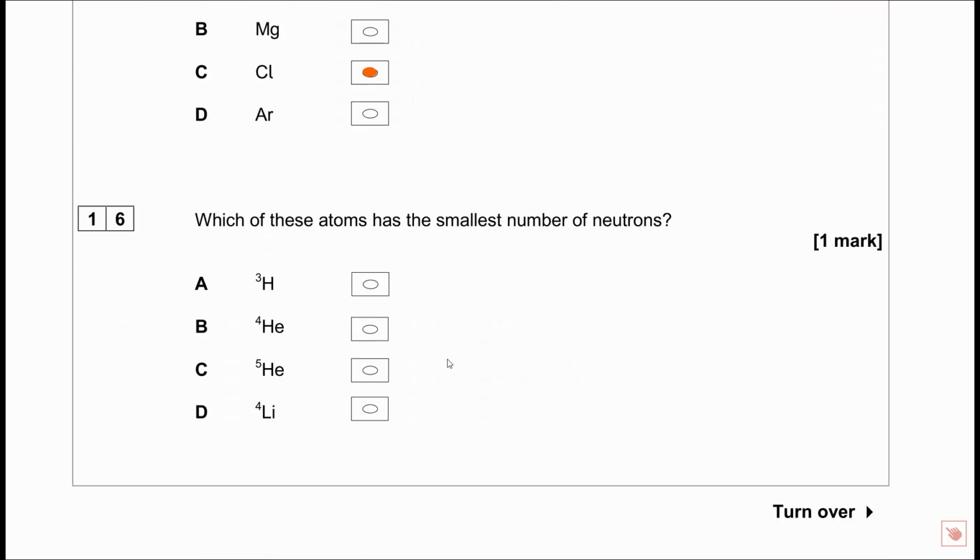Which of these atoms has the smallest number of neutrons? Reasonably simple one here. It's going to come out to be lithium there. It's just a case of going through and working those out. I'm not going to spend time on that.